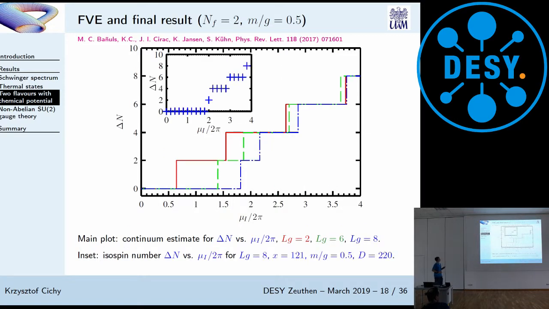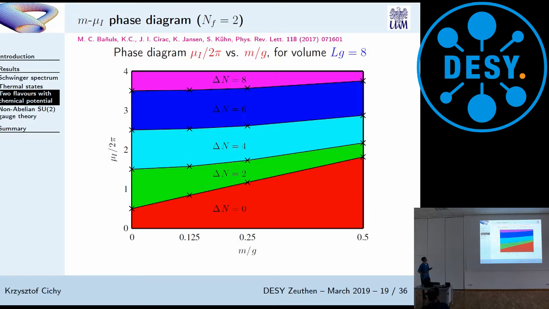We also did it in the massive case, and here you see more dependence on the volume. And this is all summarized in the phase diagram, with the fermion mass on the x-axis and the isospin chemical potential on the y-axis. Here are these 0.5, 1.5, and so on. And there you see that at finite fermion mass, things change a bit.